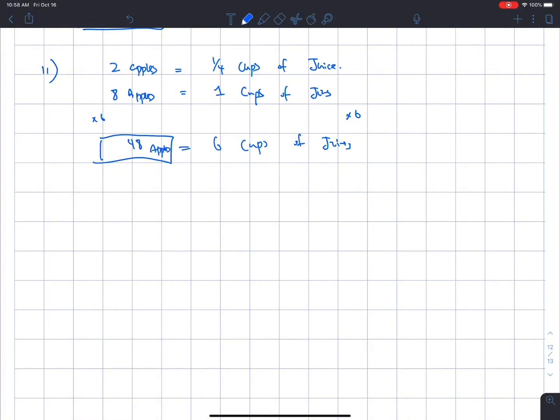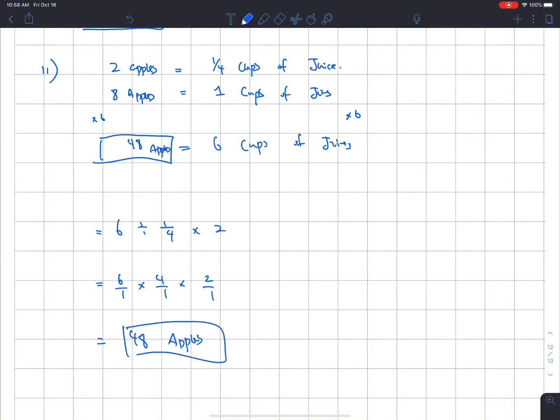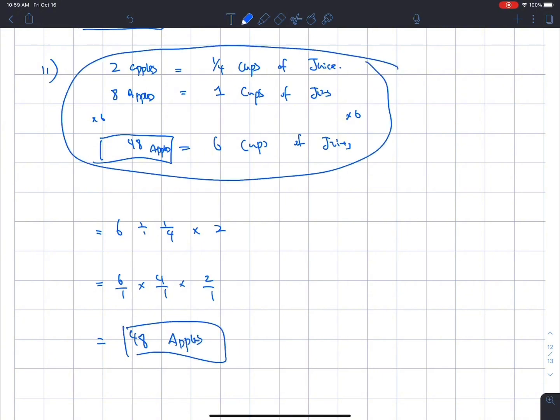If I don't want to do it like this, then the calculation should look something like this. It should be 6 cups of juice divided by 1 over 4 cups of juice. So this will give us the number of quarter cups of juice in this calculation, and then we can times it by 2 apples. So we get 6 over 1 times 4 over 1, and then times 2 over 1. And we will still get 48 apples. Yeah, but I think this way probably makes more sense to most people.